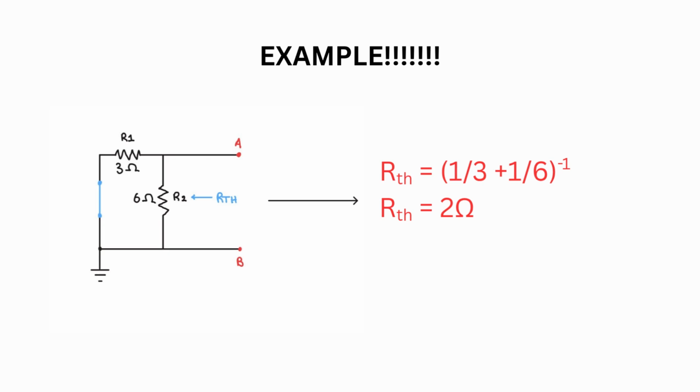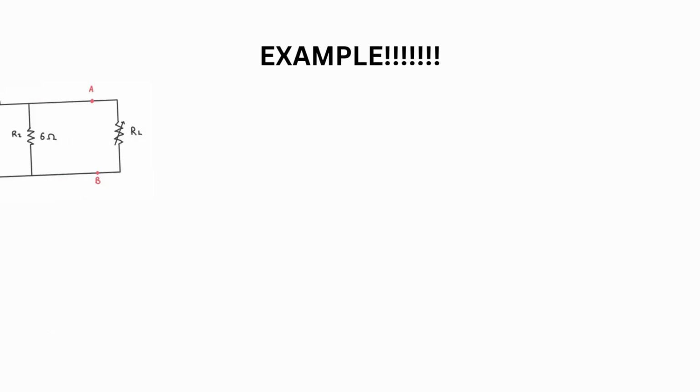To do this, we're just going to calculate our resistance as normal. You can see they're in parallel, and through a few short calculations, we're able to get that our RTH is equal to 2 ohms. We're going to put that to the side now, and we're going to move on to our ETH.